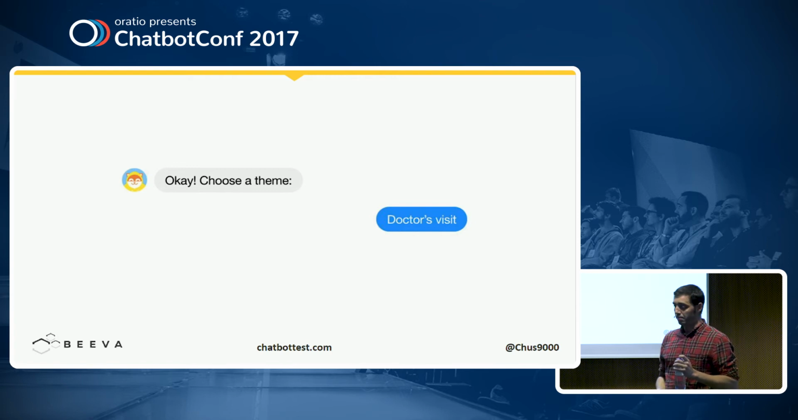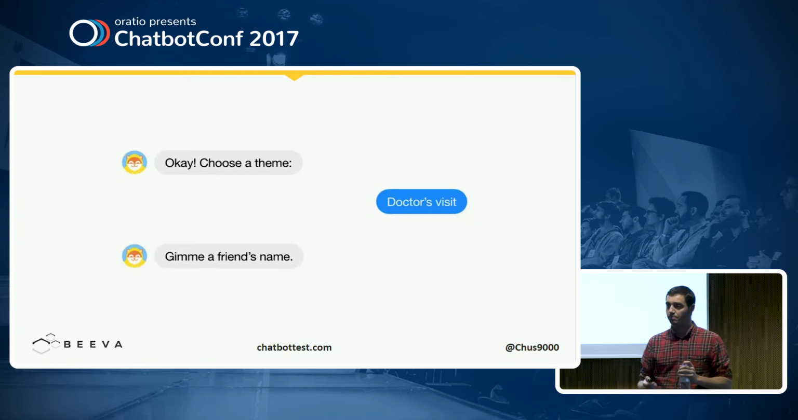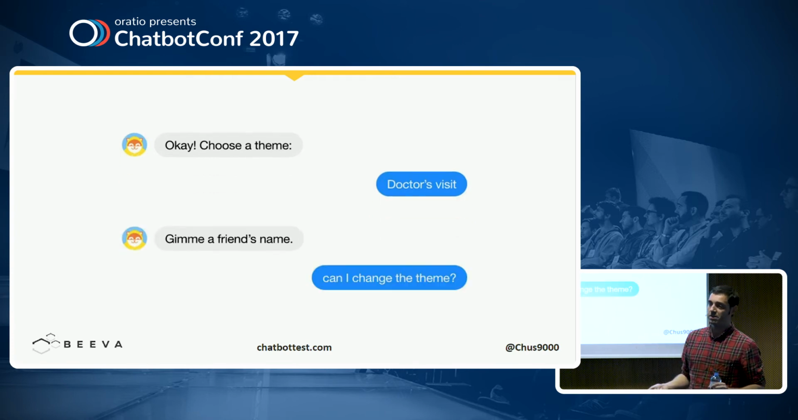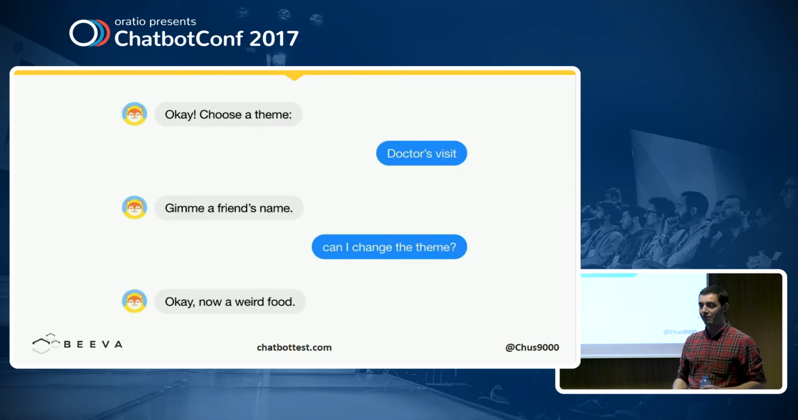case, Poncho asked me, OK, choose a theme. And I said, Dr. Visit. Give me a friend's name. But then I have second thoughts. I want to change the theme, which is quite normal. We all do. We all have second thoughts, and we want to change something that we answered previously. How does Poncho answer? OK, now a weird food. And I want to say, stop, Poncho, stop. But probably Poncho is going to take, stop, please, Poncho, stop, and he's going to take it as the answer for a weird food.